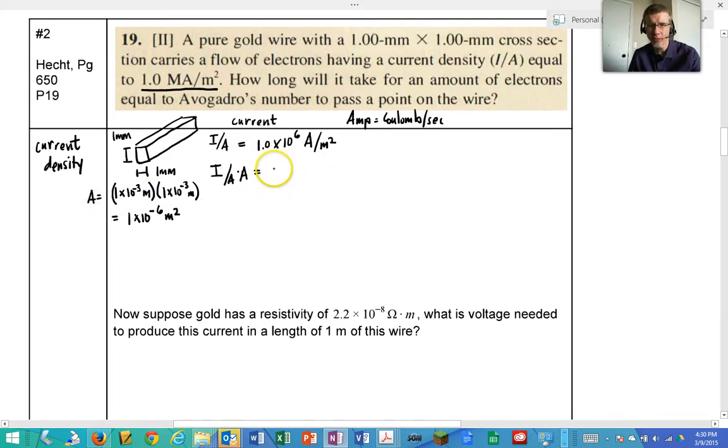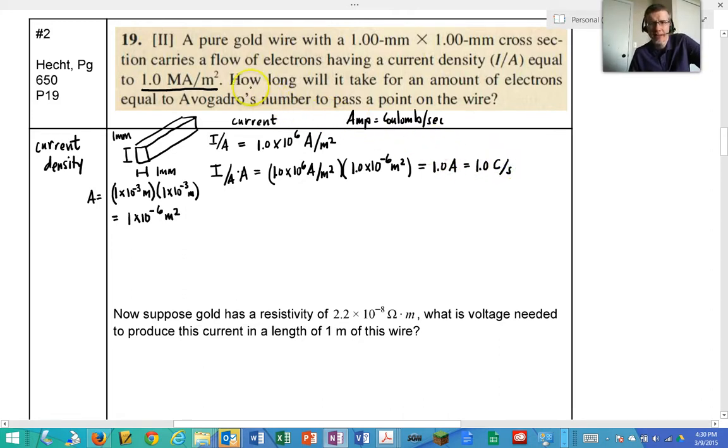So if I take 1.0 times 10 to the 6th amps per meter squared, that's the current density, and I multiply by the meter squared, I should get straight amps, which is 1.0 times 10 to the minus 6th meter squared. That comes out to be minus 6 plus 6 is 0. This is just going to be 1.0 amps, which is 1.0 coulombs per second.